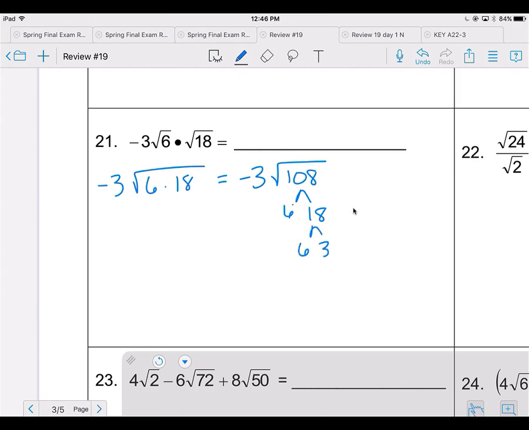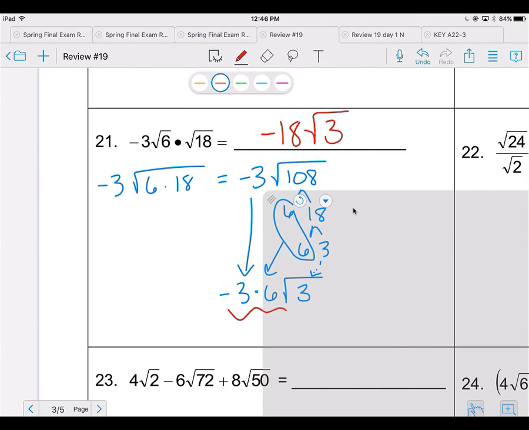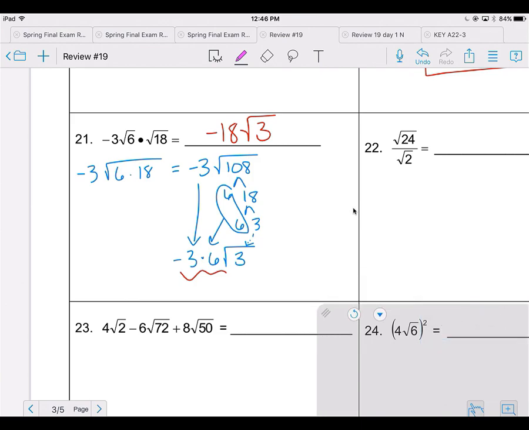18 is 6 and 3. I have a pair of 6's, and I can't take 3 down anymore. So I had a negative 3 out front. I'm bringing out a 6, and I'm leaving in a 3. Negative 3 times 6 is negative 18. The square root of 3 stays as the square root of 3.